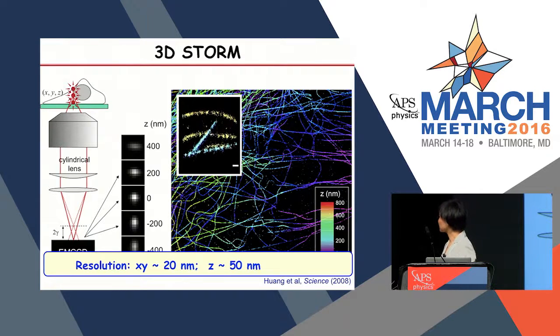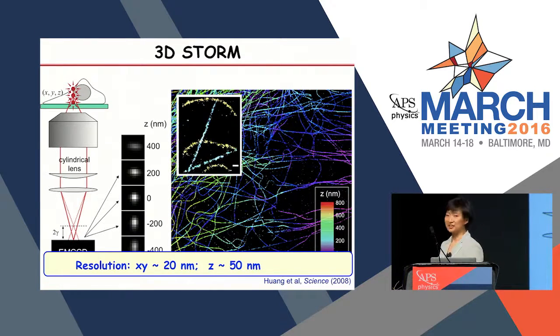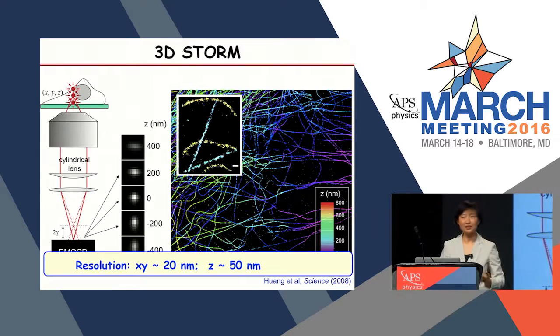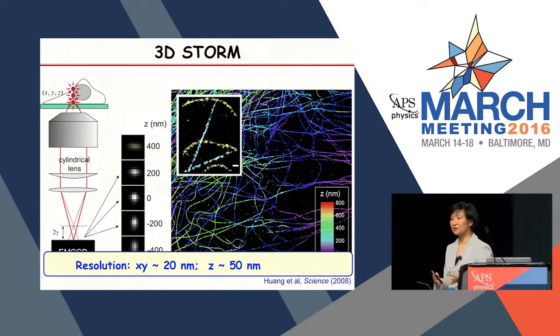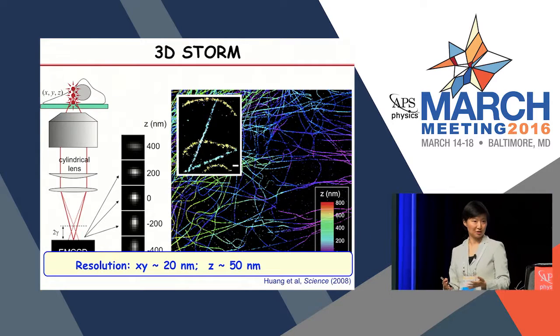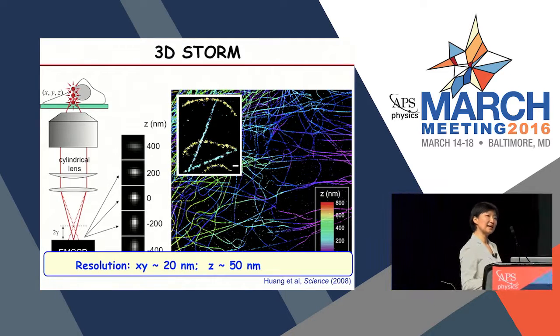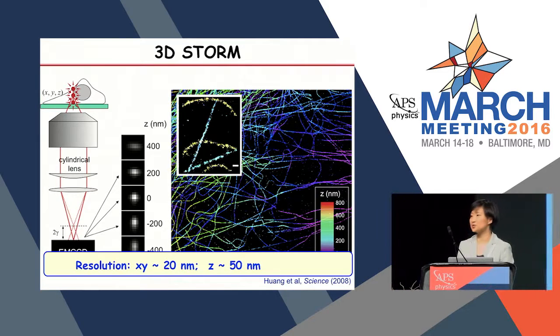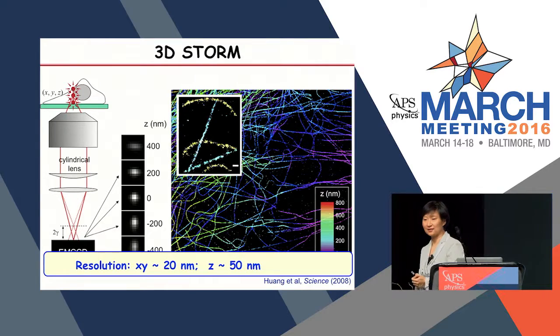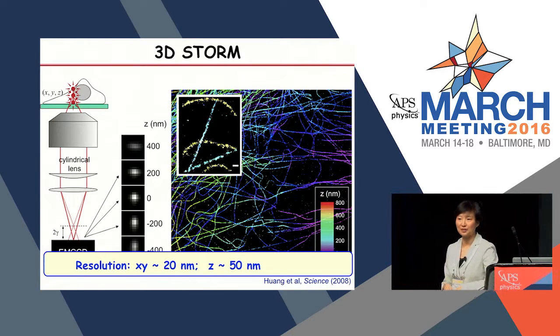So it's 20 nanometers in XY and 50 nanometers in Z. At this point, you can pause a little bit and say, well, this is 10 times better than the original limit. Hence, if I use this to look inside the cell, I will have 10 times better clarity, and I can learn a lot. And indeed, that's what many people in my lab do, and I will show you some applications.